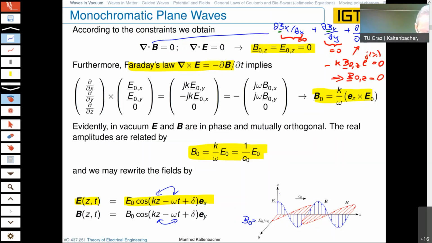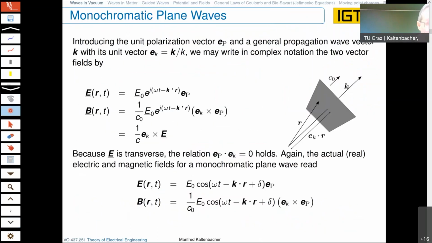And very importantly, we can express, even concerning the direction, B naught here by this nice relation with the propagation direction, which is the unit vector in z direction, and that is the vectorial electric field.